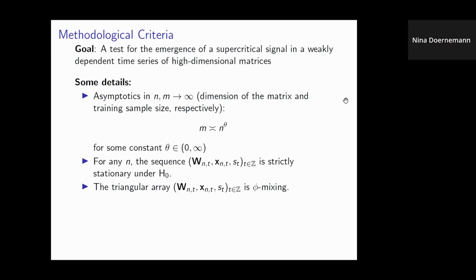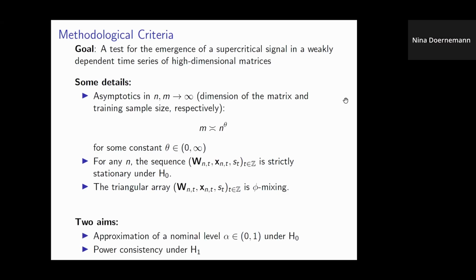So M was the training sample size, which should be in a polynomial relationship to N, where N was the dimension of the Wigner matrix. And under the null hypothesis, the sequence of triangular arrays, so the Wigner matrix, the axis, and the signal strengths, should be strictly stationary. And well, under the alternative, there will only be. And in terms of time dependency, we think here about the findings.